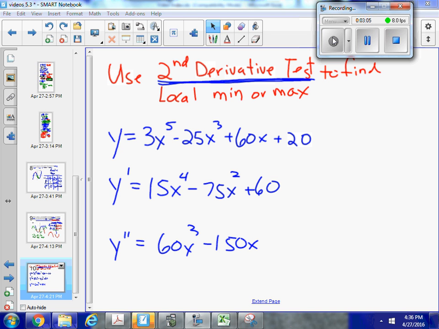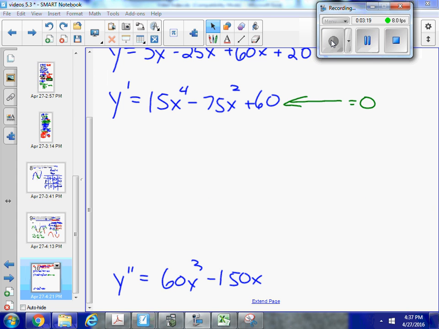So the first thing I need to do is find out where am I going to have possible local minimums or maximums? And that is where my first derivative is equal to 0. So let's take the first derivative and scoot it down the page, and let's see if we can find out where this might be equal to 0. I'm going to factor out a 15, and that will give me x to the fourth minus 5x squared plus 4.